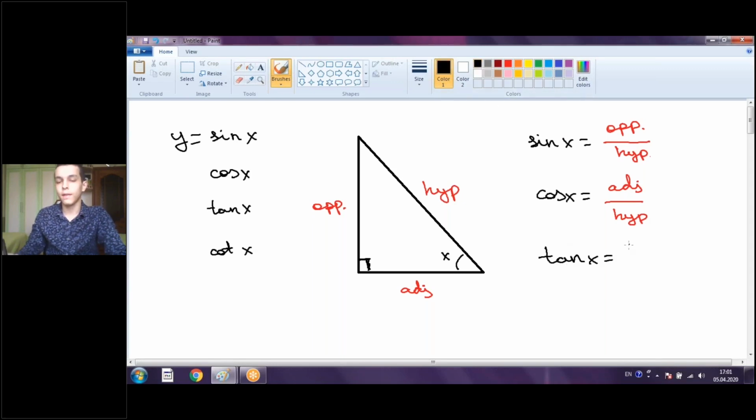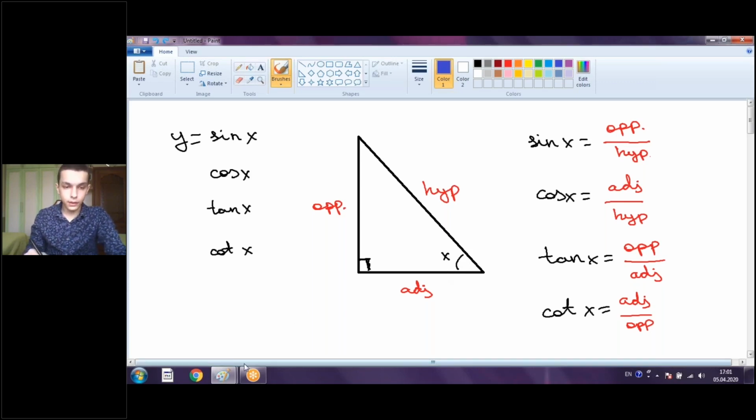Tangent x is sine divided by cosine, so it will be just the opposite leg divided by the adjacent. And cotangent x is 1 divided by tangent, like the reciprocal of tangent. So it's vice versa. It's just adjacent divided by opposite. As you can see from here, x is an acute angle, but x can also be a right angle, an obtuse angle, or an angle of full rotation. It can be any angle.